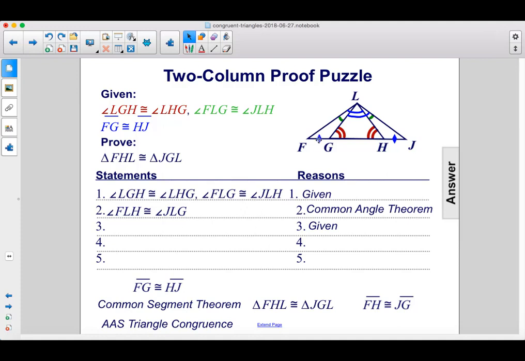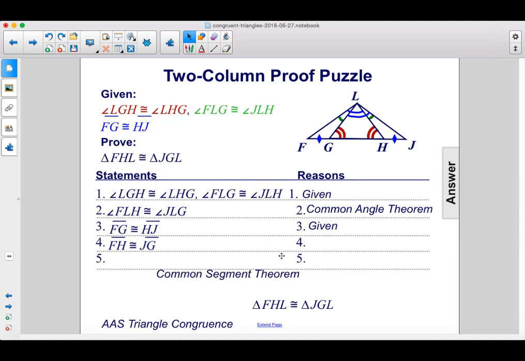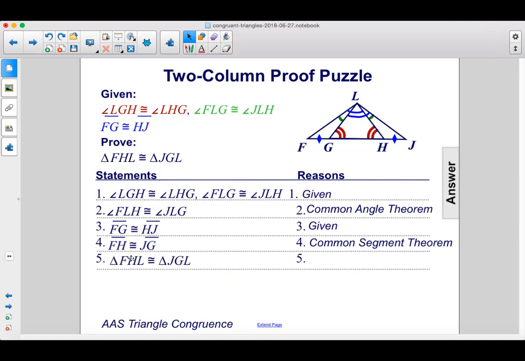All right, and we were also given some more information. FG here is congruent to HJ there. Therefore, FG is congruent to HJ, that's given. Therefore, FH is congruent to JG. So from here to here is congruent to from here to here due to the common segment theorem. In conclusion, the two triangles are congruent because of angle-angle-side congruence.